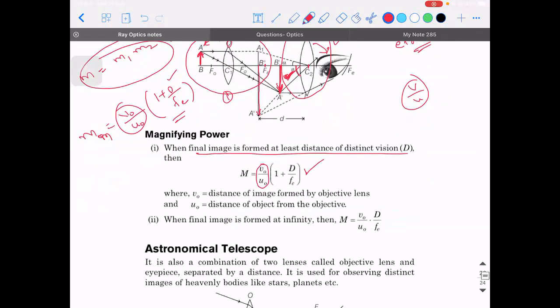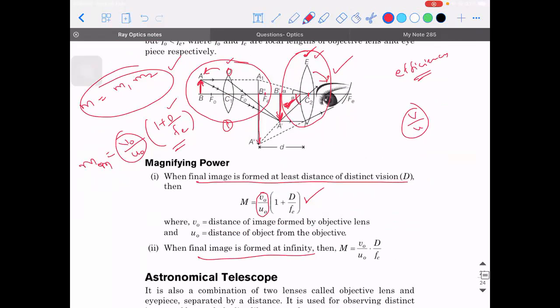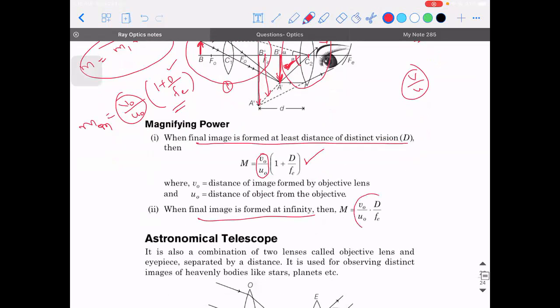Similarly, if the final image is formed at infinity, what do we need to adjust? We need to adjust the distance between them in such a way that the first image itself is formed exactly at the focus of the eyepiece. Then the magnification is given as V0 divided by U0 into D divided by Fe.